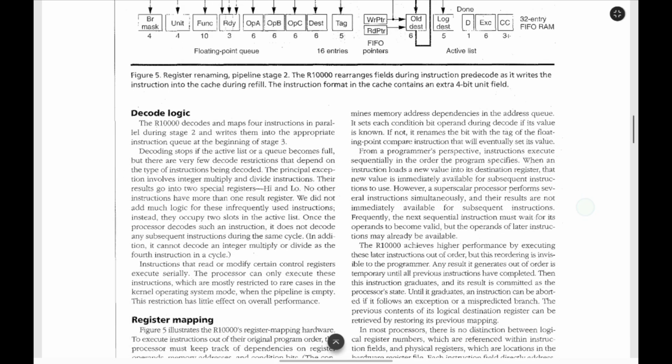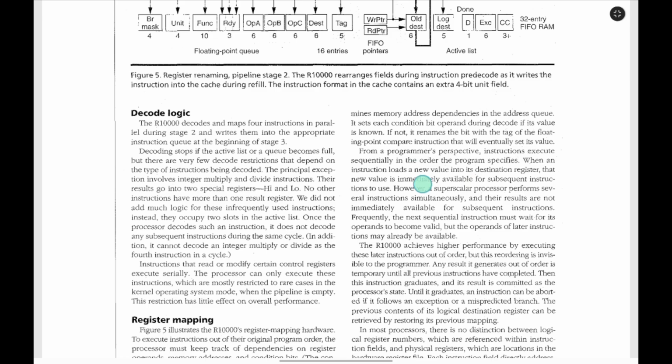It sets each condition bit operand during decode if its value is known. If not, it renames the bit with the tag of the floating point compare instruction that will eventually set its value. From a programmer's perspective, instructions execute sequentially in the order the program specified. When an instruction loads a new value into its destination register, that new value is immediately available for subsequent instructions to use.